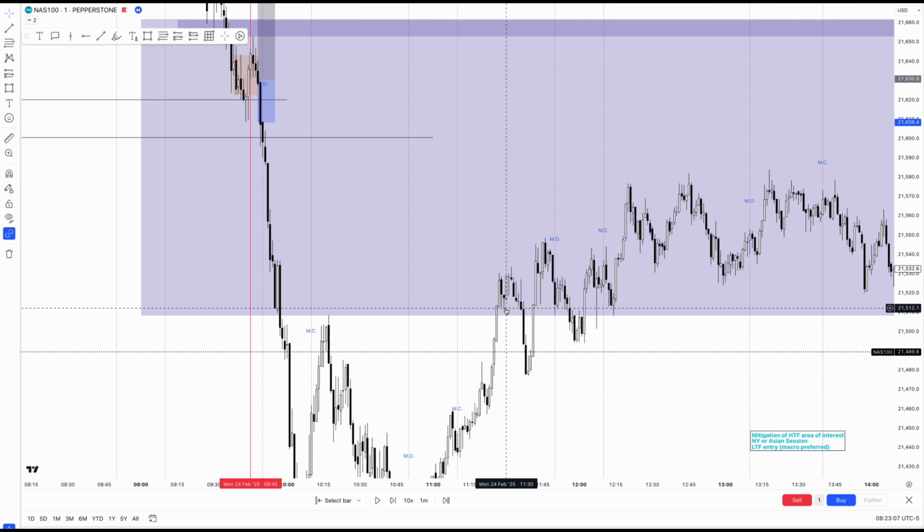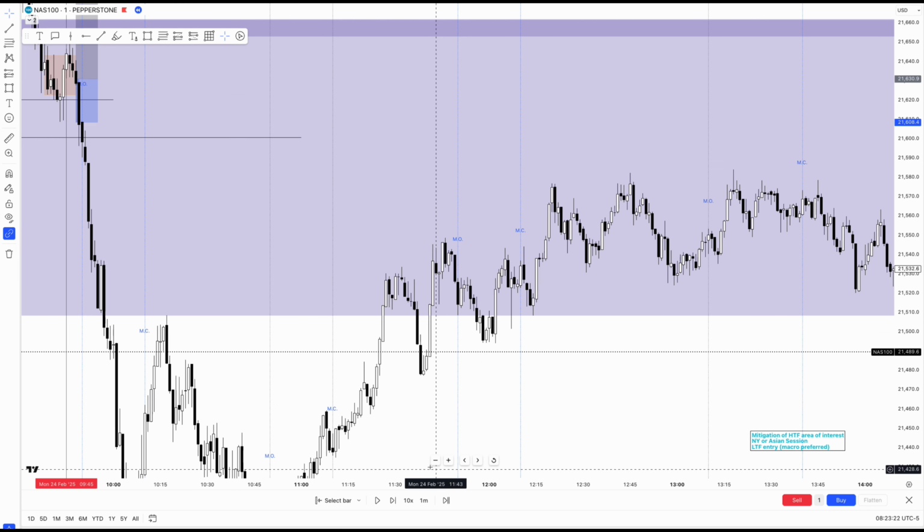Actually, let me see. Now that I'm looking at it, I don't think I would have taken it, now that I'm refining how I take my entries. I would have wanted some imbalance to happen within the accumulation zone, and we're not really seeing that. So I wouldn't have taken it. Like if you could have set your entry here, but I wanted to be more precise with my entries. So I would have taken this one.